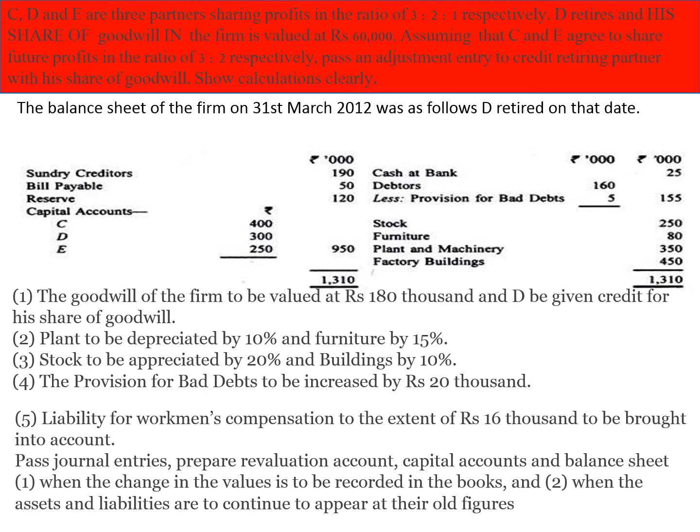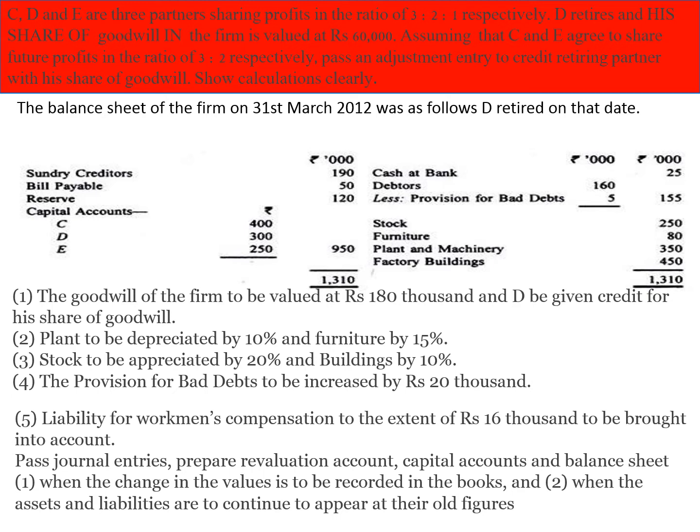Revaluation account debit 12,000, to C's capital, to D's capital, to E's capital. To C's capital 6,000, that is 3 by 6. To D's capital 2 by 6, 1 by 3, 4,000, and to E's capital 1 by 6, that is 2,000.